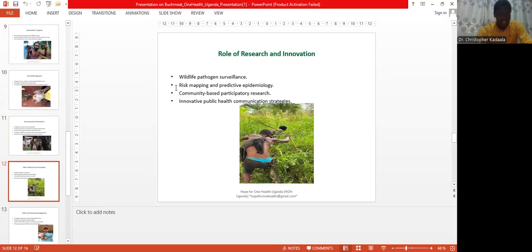Role of research and innovation in this: wildlife pathogen surveillance, risk mapping, and predictive epidemiology. This is what the ministry is trying to employ in Ebola control, which is now affecting most of the communities near Kong and in its spillover in the central region of Uganda. Community-based participatory research, this is what we also embark on as Hope for One Health Uganda. We hope to also do community-based participatory research. Innovative public health communication strategies. Yeah, this will help change the cultural beliefs of community members, and they also change their attitude towards bushmeat consumption.